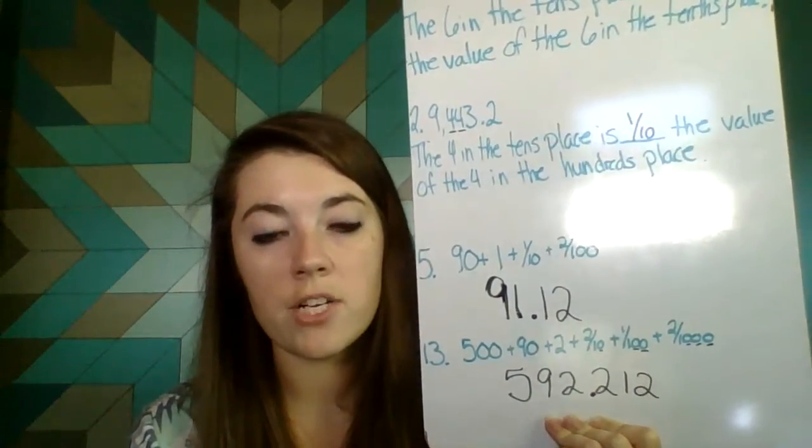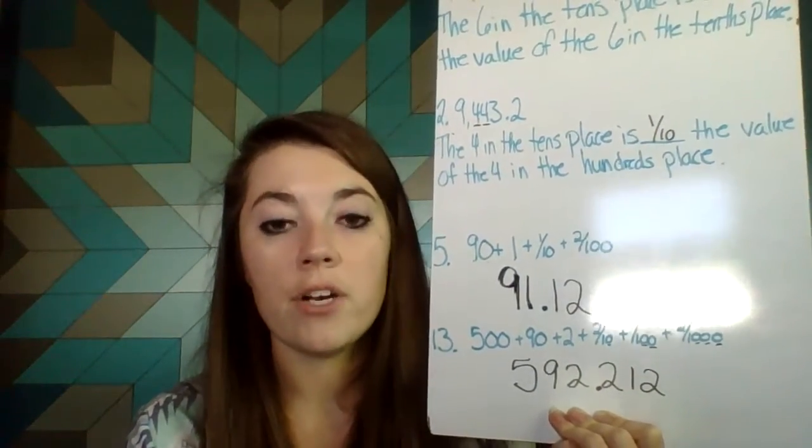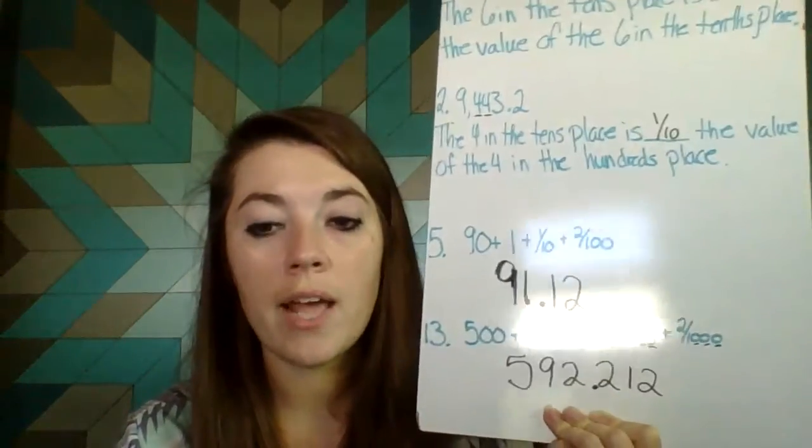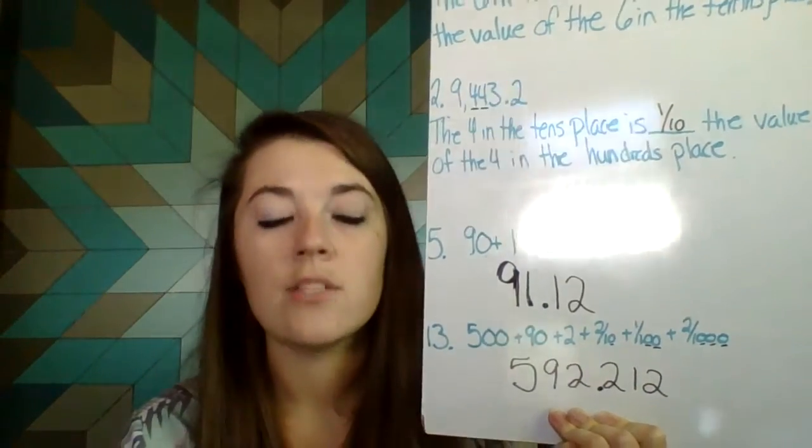So we have 592 and 212 thousandths. So be super, super careful with these. You want to make sure that you're converting those to decimals accurately and then putting them in the proper place values, okay?